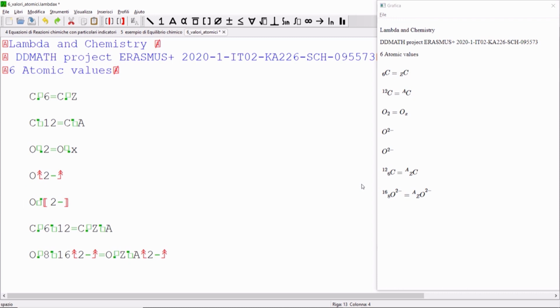We present two examples of a chemical symbol associated with several values. Here is the first. C left subscript 6 left superscript 12 equal C left subscript Z left superscript A. The second example follows. O left subscript 8 left superscript 16 opening power with compound exponent 2 minus sign close compound power equal O left subscript Z left superscript A opening power with compound exponent 2 minus sign close compound power.